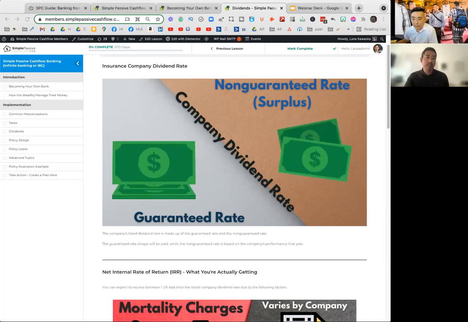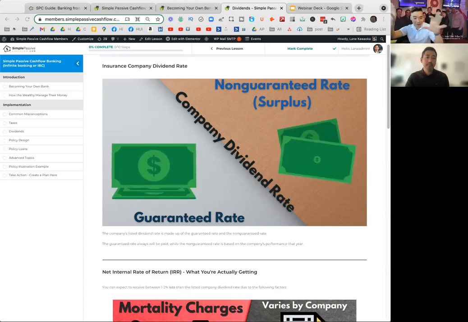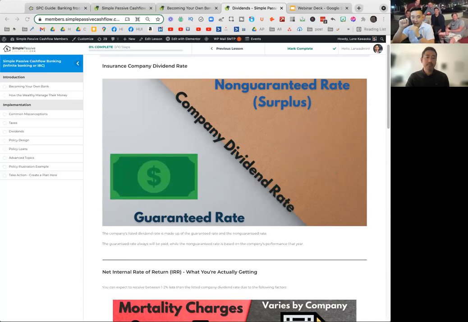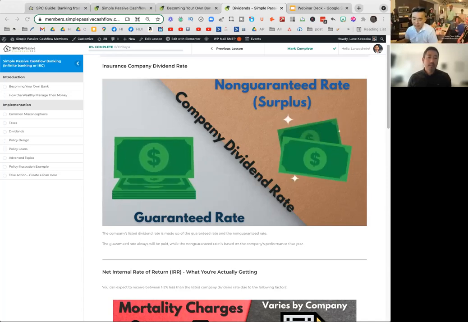So what is a common mistake? We'll get into the policy illustrations, which is the big chart of all the confusing numbers. But what is a common misperception if somebody looks at only the guaranteed rate, as most people do when they look at this stuff for the first time?